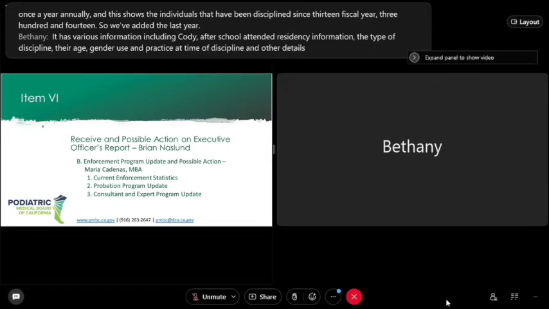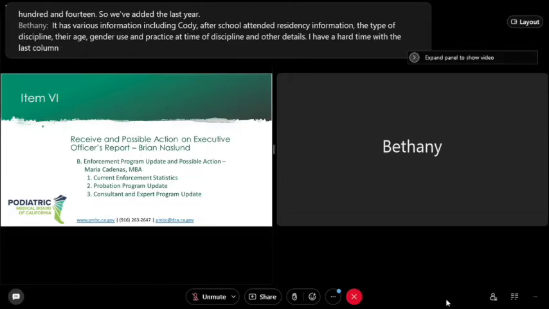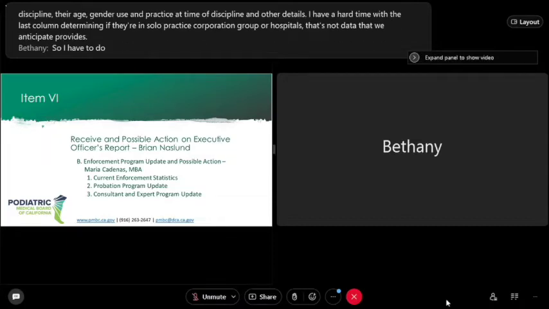I have a hard time with the last column, determining if they're in solo practice, corporation, group, or hospital, as that's not data that we insist that they provide to us. So I have to do kind of a Google search and make my best guess.